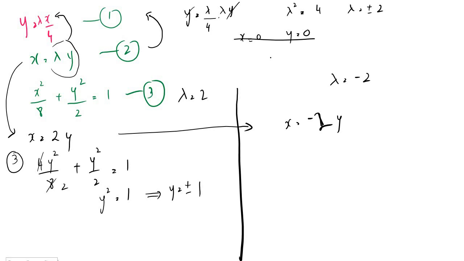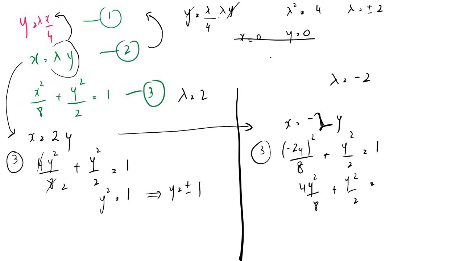But it gets a little easier because when you substitute x equals minus 2y into equation 3, you basically get the same thing because it's squared. So (minus 2y) squared over 8 plus y squared over 2 equals 1. Fortunately, that makes it much easier. We get y squared over 8 plus 4y squared over 8 plus y squared over 2 equals 1.